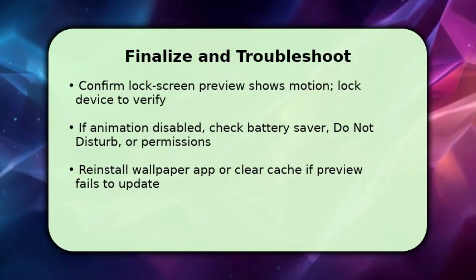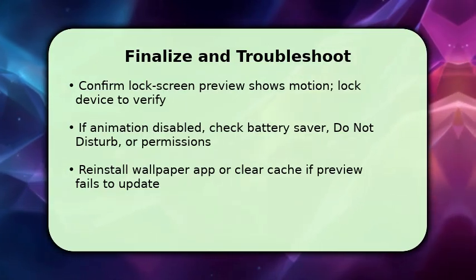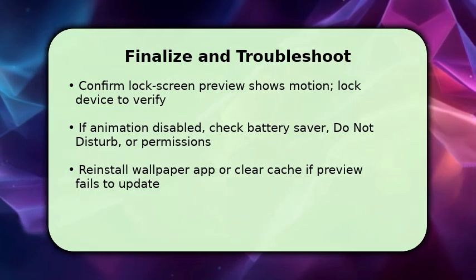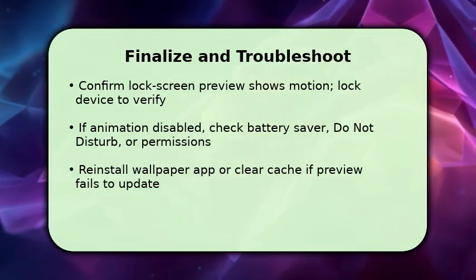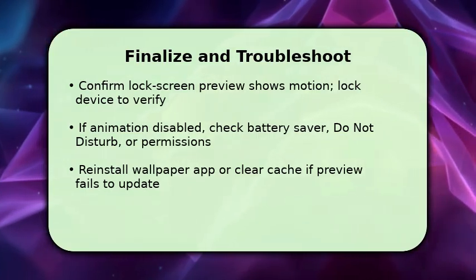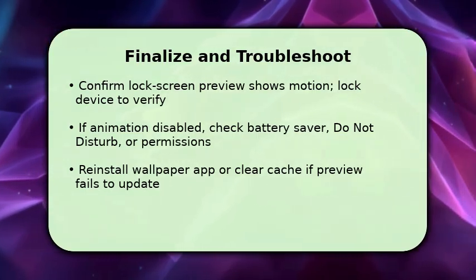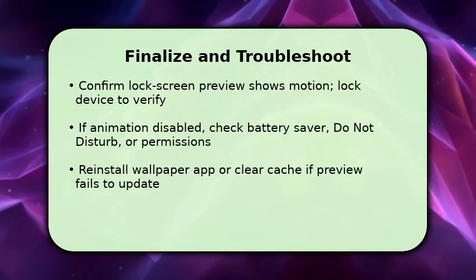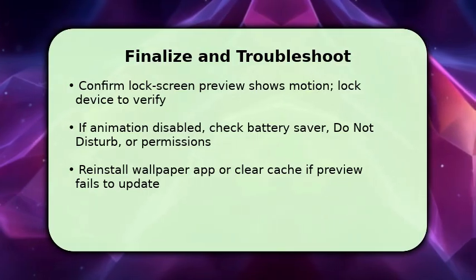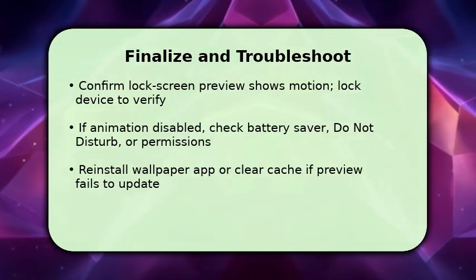as intended. If you don't see motion, make sure Battery Saver, Power Profiles, or Do Not Disturb aren't restricting background animation, and verify the wallpaper app has necessary permissions. If issues persist, clear the app cache or reinstall the wallpaper app, and then repeat the set wallpaper flow. This often resolves stale previews and ensures the lock screen displays live motion reliably.